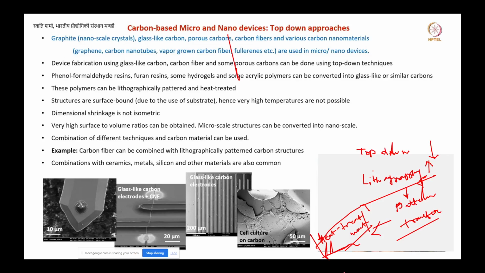So that's why here you can use this for micro devices as well as for nano level devices. So the combination of different techniques and carbon materials can be used. Okay, so here you can use different techniques and different kinds of carbon material. An example is that a carbon fiber can be combined with a lithographically patterned carbon structure. Okay, so here you will have a lithographically patterned carbon structure, and you will have a carbon fiber.